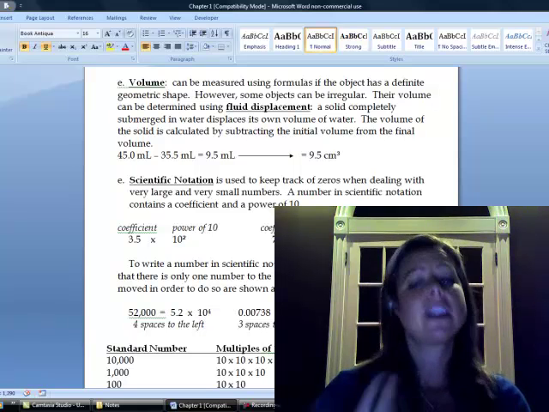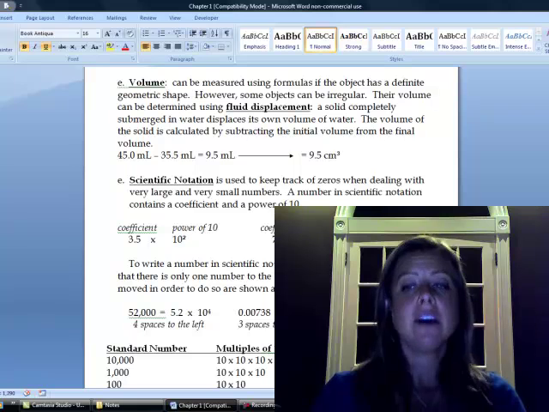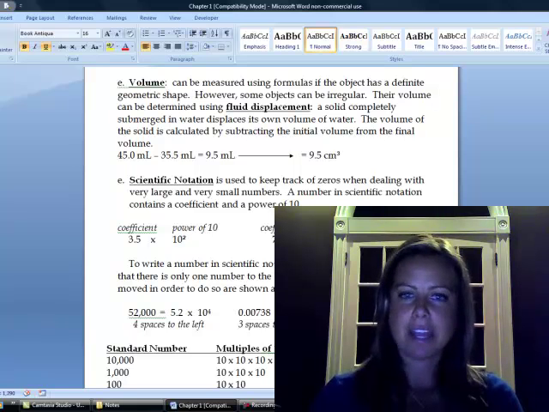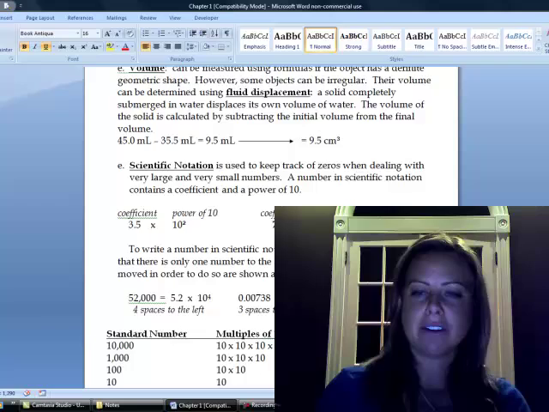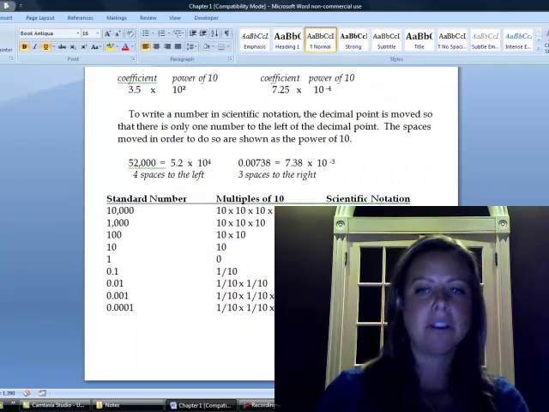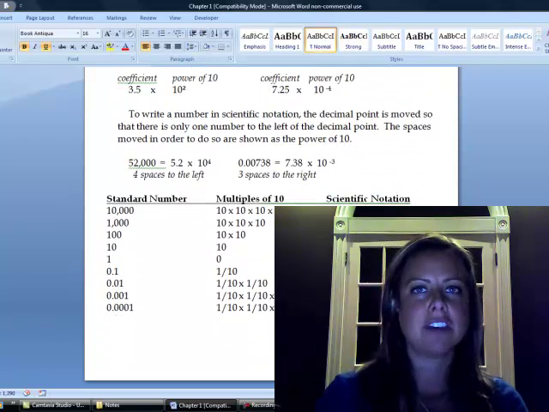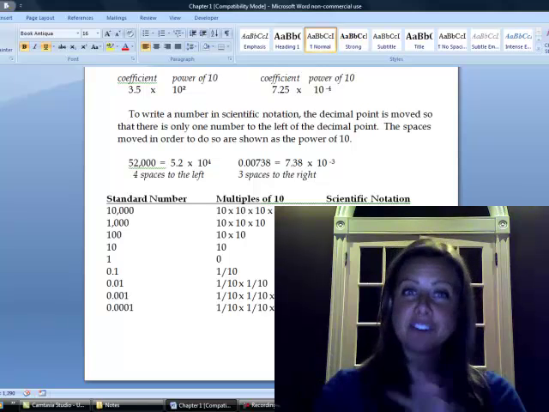Once again, you're going to get some practice problems to work on this, but I just wanted to show you this and explain it a little bit more. And then what I did down here is show you how big and how small numbers are related to their scientific notation. So that's it for chapter 1.